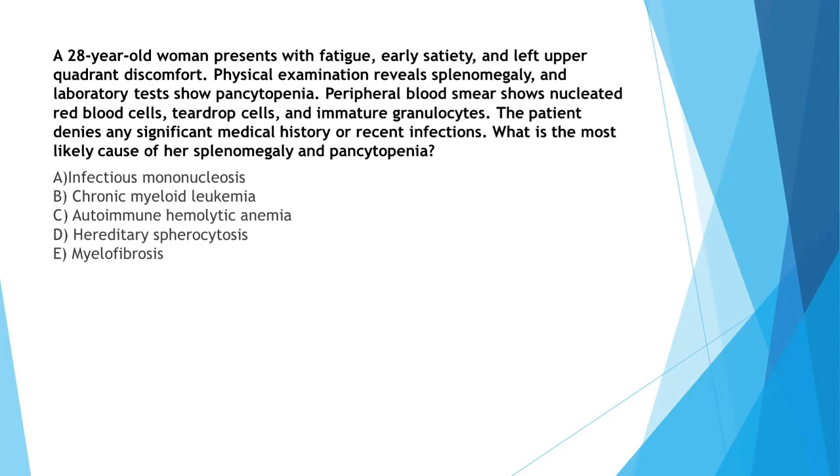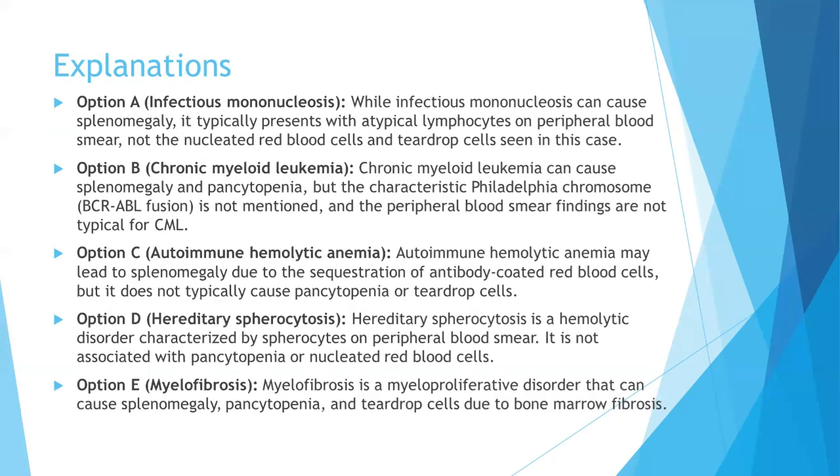What is the most likely cause of splenomegaly and pancytopenia? Infectious mononucleosis, chronic myeloid leukemia, autoimmune hemolytic anemia, hereditary spherocytosis, or myelofibrosis. So option A is infectious mononucleosis. Why can infectious mononucleosis cause splenomegaly?